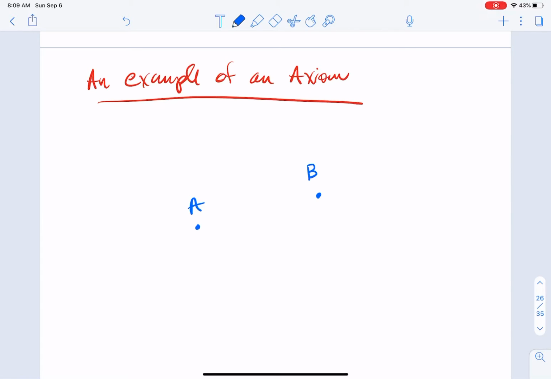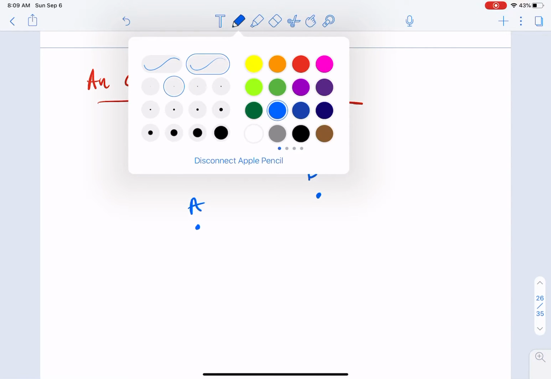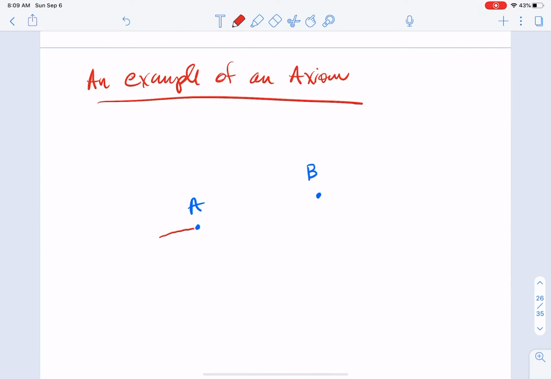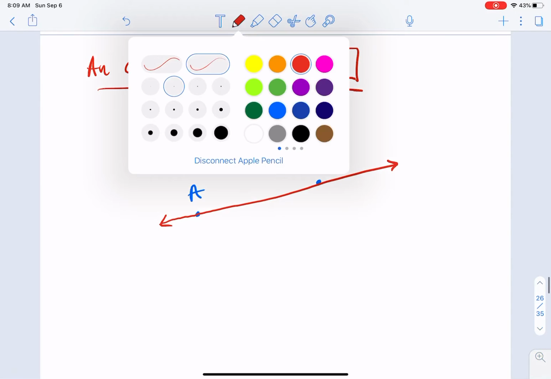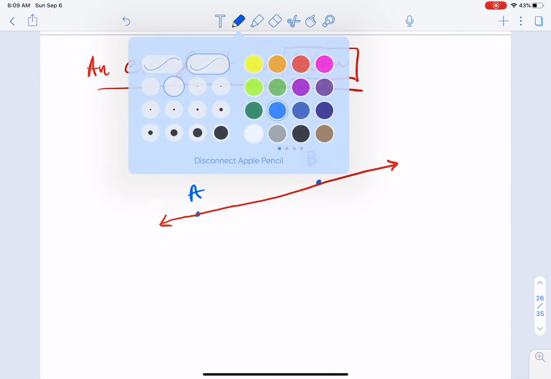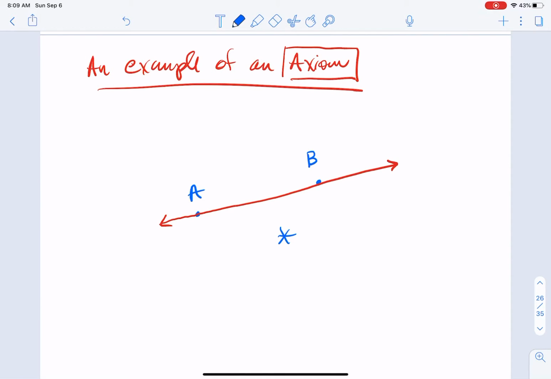I think about it for a second, and it only really takes me about a second. And then I go, you know what? There's only one line that I can draw through those 2 points, right? It seems obviously true. And this is an example of an axiom, something that is just sort of self-evident. If I have 2 points, I can only draw one line through them, and I might write this axiom like this: through any 2 points, there is exactly one line.